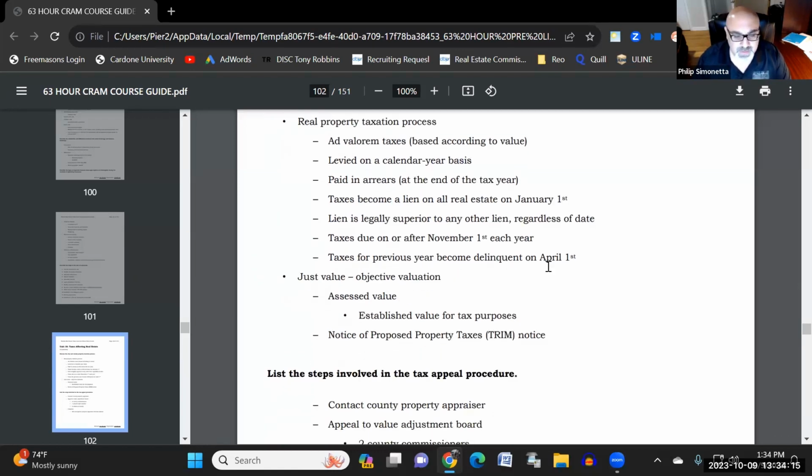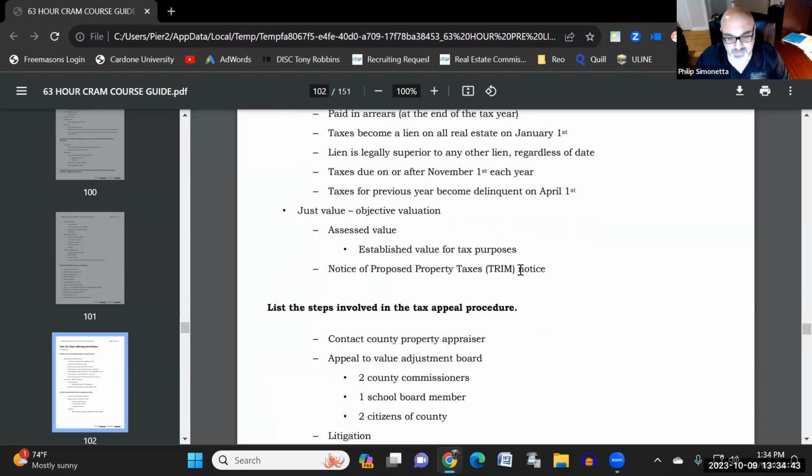Now they have a couple of different values when they're assessing. There's a just value, which is an objective valuation. The assessed value is established for tax purposes. And every year in October or November, the property owner will get a notice of proposed property tax. It's called a TRIM notice, and that tells them how much the taxes are going to be and how it works.